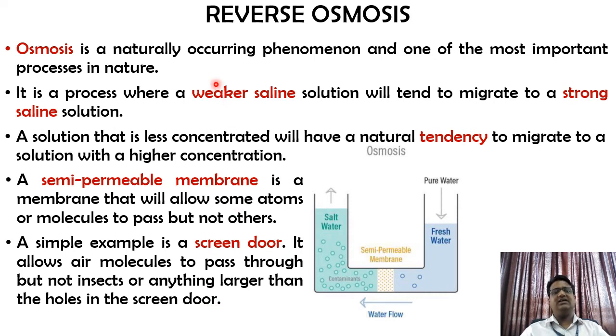So basically, what we are going to discuss over here is osmosis. It is not reverse osmosis. So first let us understand what we mean by the osmosis process. The first thing is it is a naturally occurring phenomenon. Here, the solution will always have a tendency to move from less concentration to higher concentration. The same thing can be visualized with the help of this figure.